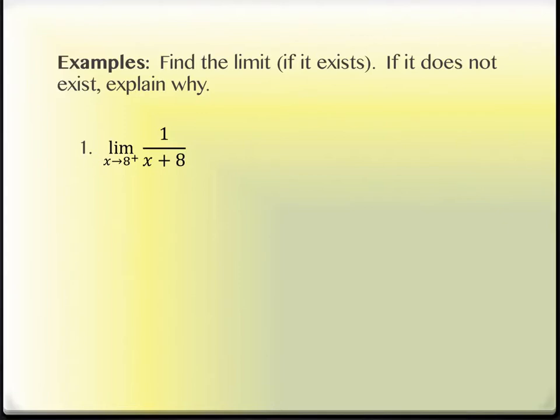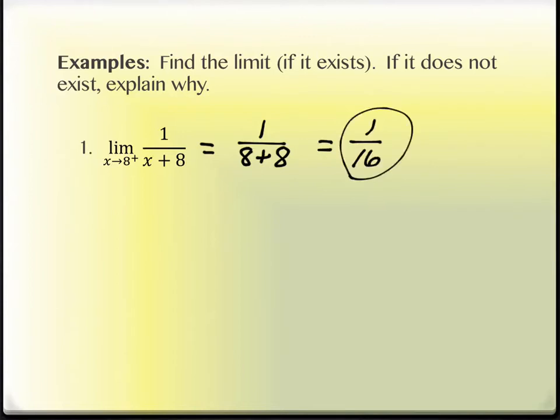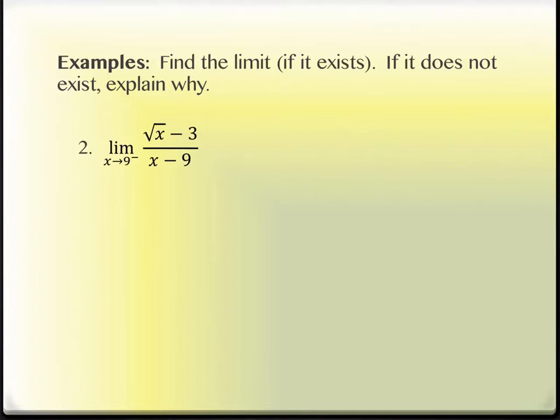So as we're looking at this problem, just like we did in 1.3, we're going to attempt to evaluate it at the value x is approaching. And this one works just fine, and we get 1 over 16. It's not any different than if the plus had not been there. Now the second one, we're going to try the same thing, right? We're going to plug in the number again, 9. It's not negative 9. It's 9 from the left, so it's a 9.